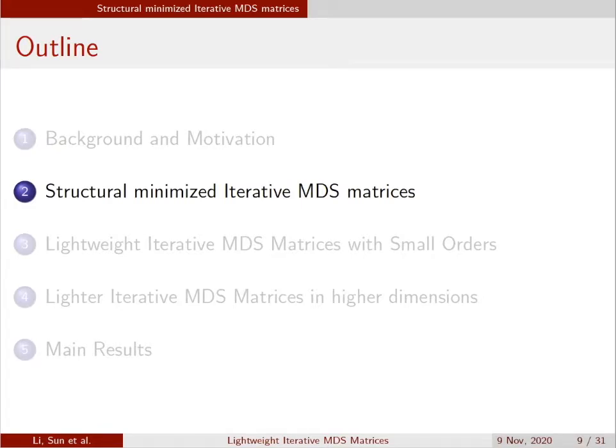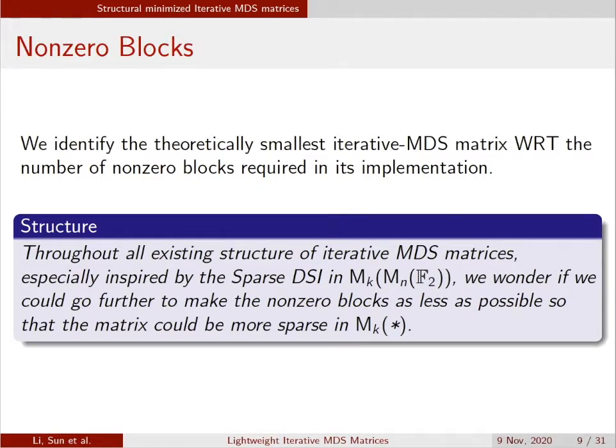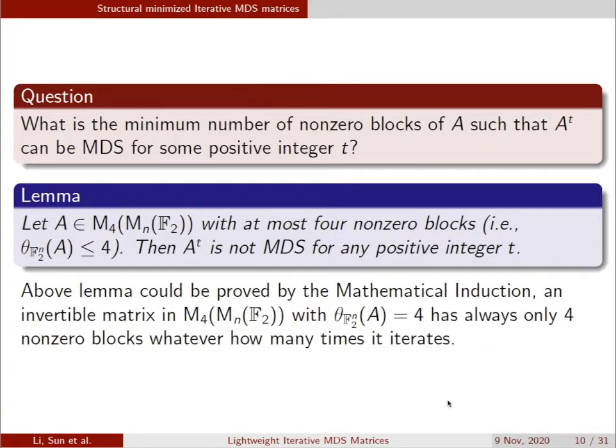Then we are going to minimize the structure of iterative MDS matrices. Actually, it's inspired by the sparse DSI. So we are going to identify the theoretically smallest iterative MDS matrix with regard to the number of non-zero blocks required in its implementation. Throughout all existing structures of iterative MDS matrices, we wonder if we could go further to make the non-zero blocks as few as possible, so that the matrix could be more sparse in k by k. Then a natural question is, what's the minimum number of non-zero blocks of an iterative MDS matrix such that the t-th power of the matrix can be MDS for some positive integer t?